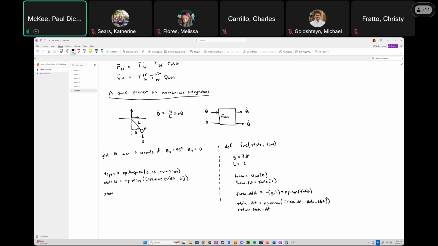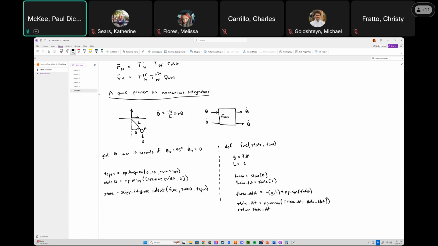Now, here's the magic. State, which is going to return an array of thetas and theta dots, essentially, is scipy.integrate.odeint, or if you're a MATLAB user, this would be ode45, and you're going to pass it a couple of arguments. First, the function, right, the func that we defined over here, the initial condition, and the time span. And we're going to let odeint do the heavy lifting.